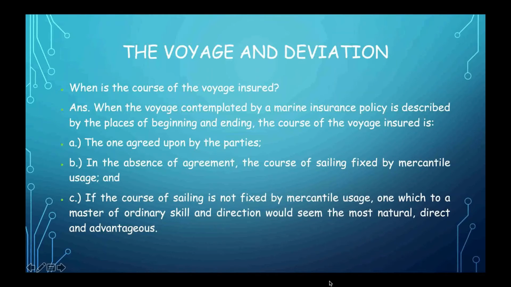A. The one agreed upon by the parties. B. In the absence of agreement, the course of sailing fixed by mercantile usage. C. If the course of sailing is not fixed by mercantile usage, one which to a master of ordinary skill and direction would seem the most natural, direct, and advantageous.